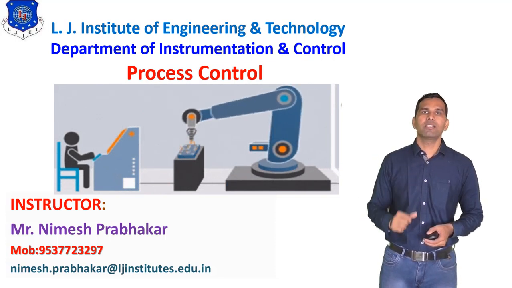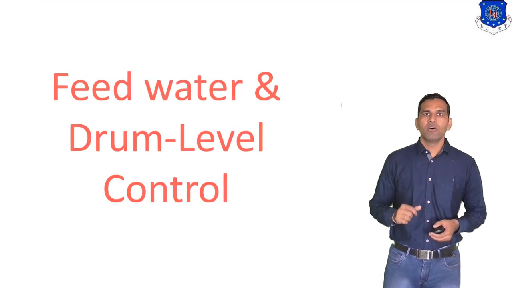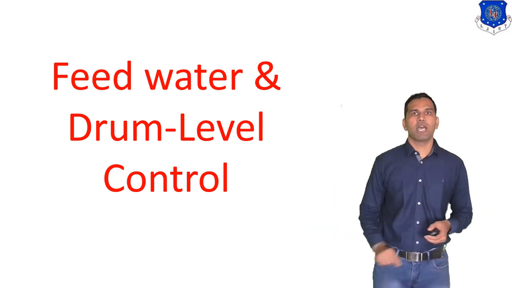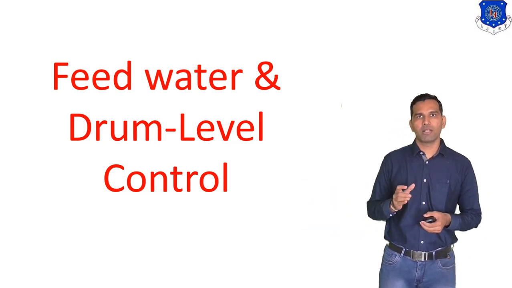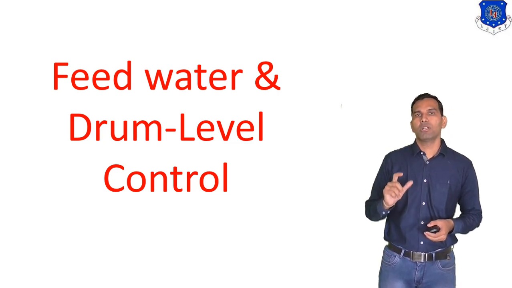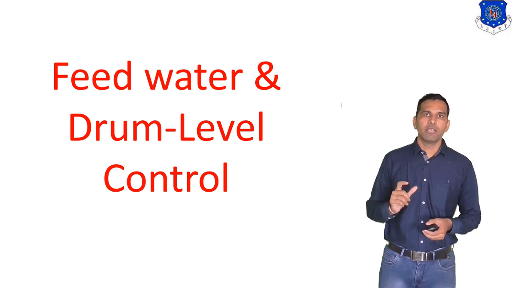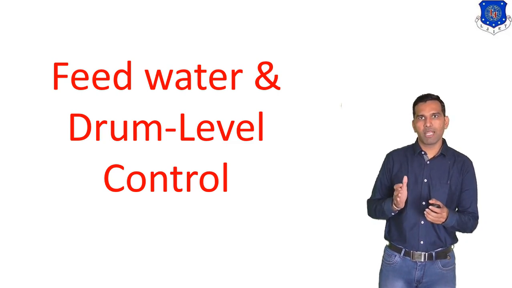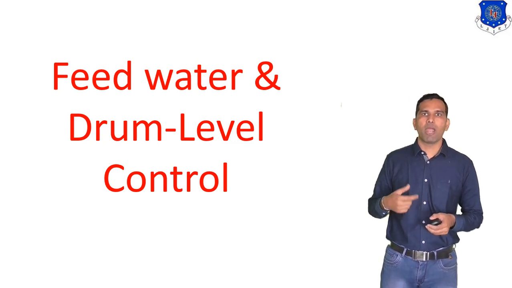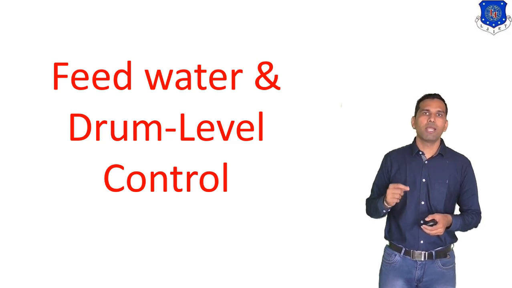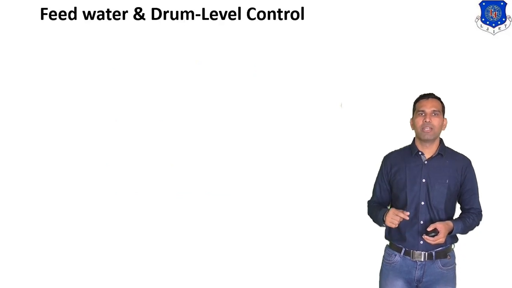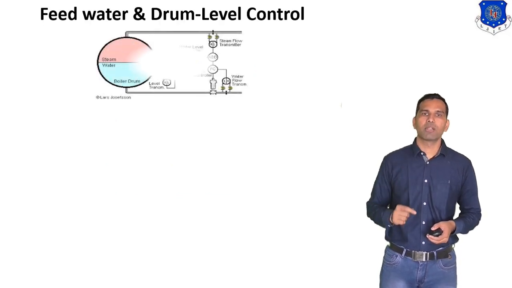Now in this lecture we discuss the feed water and drum level control. Here we discuss the feeding system of the water and the drum level control. Mainly we focus on the drum level control. What is the meaning of drum level control? That means we control the water level inside the drum. So how can we control it? There are a number of methods to control the water level inside the drum. We will discuss them in this lecture. So now we start with the feed water and drum level control.